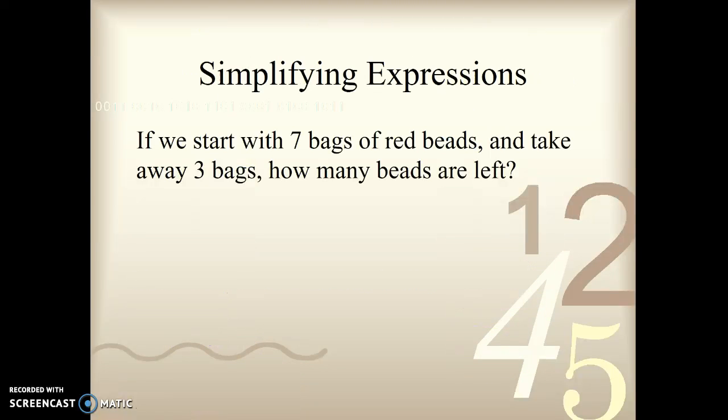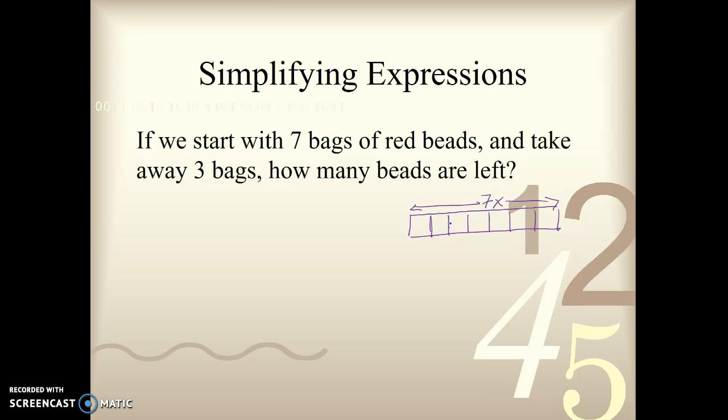Okay. If we start with 7 bags of red beads and take away 3 bags, how many beads are left? So let's start with 7. We're just going to model like this time. We start with 7 bags of red beads, and remember the number of beads inside the bags are x. We don't actually know how many are in there, so we're just calling them x. So we start with 7. 1, 2, 3, 4, 5, 6, 7.